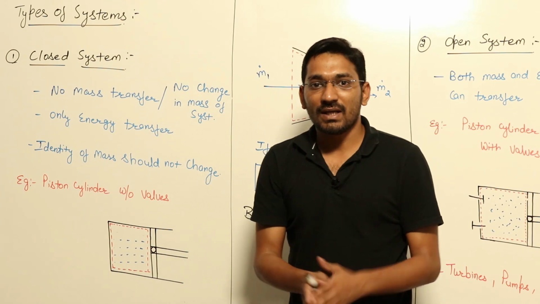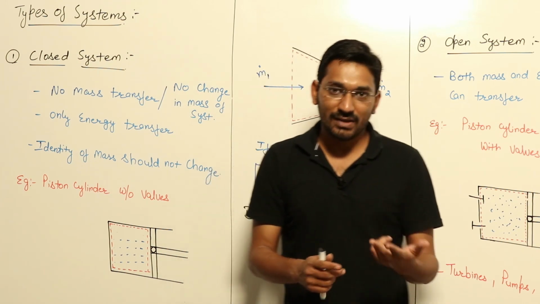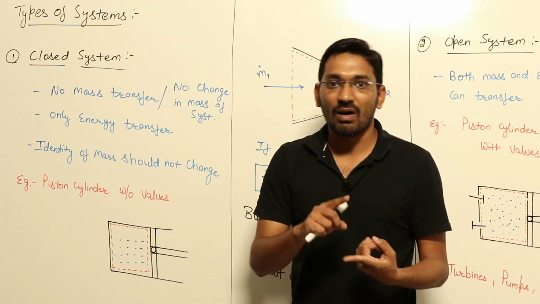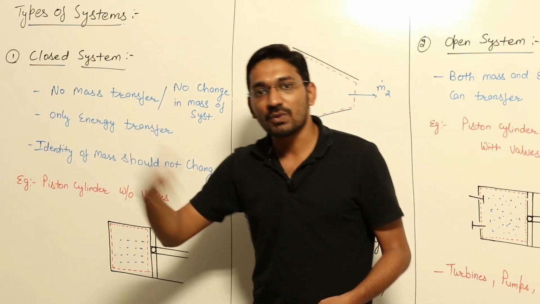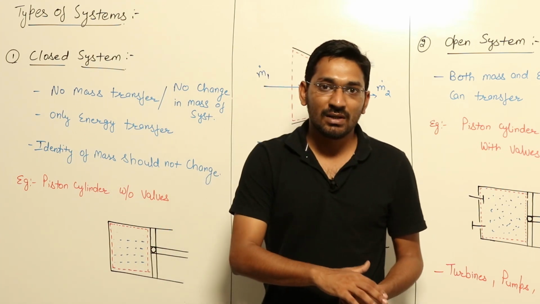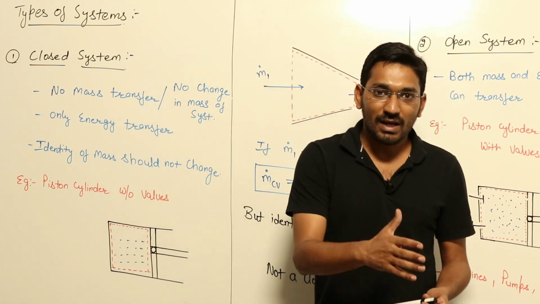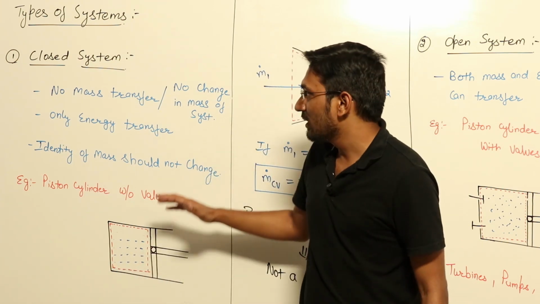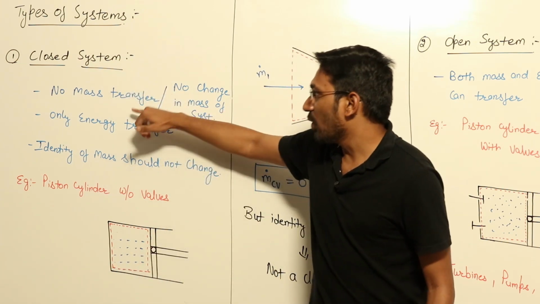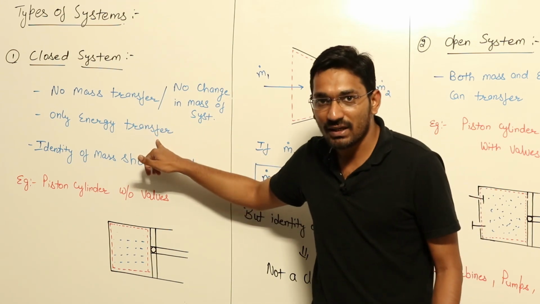So closed systems are those in which there is no mass transfer, only energy. In thermodynamics, energy transfer is of two kinds: heat or work. So in a closed system, heat can transfer into or out of the system, or work is done on the system or by the system. So closed system means no mass transfer, only energy transfer can take place.